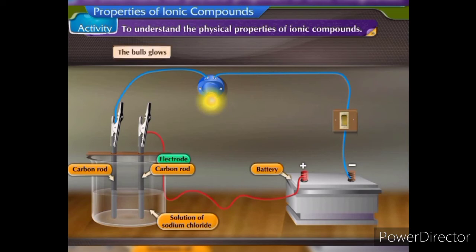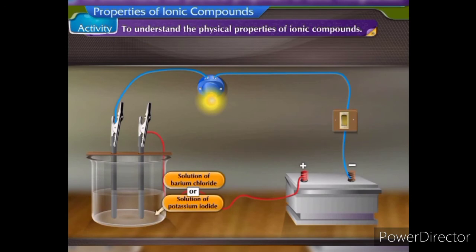The bulb glows. Let us check the same for the other solutions. The bulb glows when each of the other salt solutions is used. This shows that all these solutions can conduct electricity.